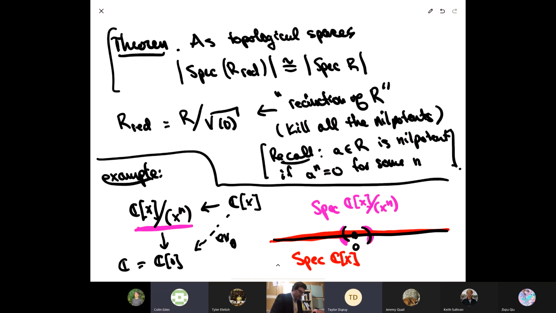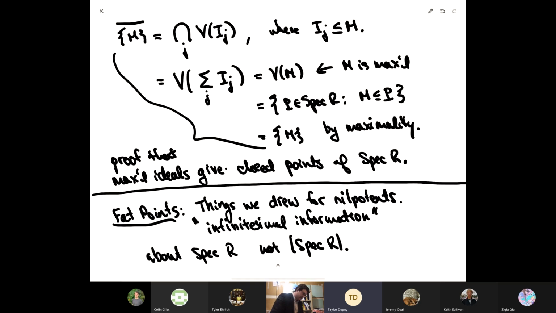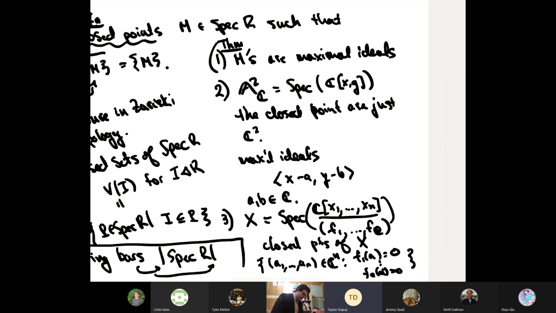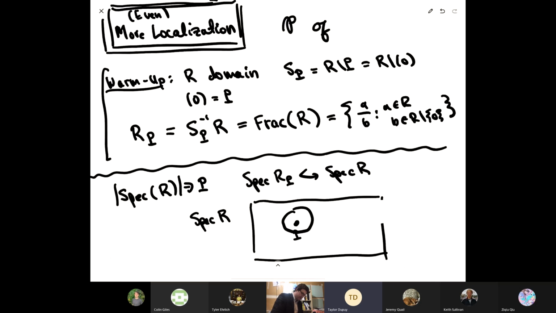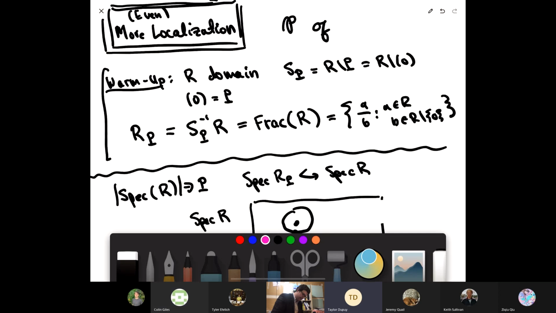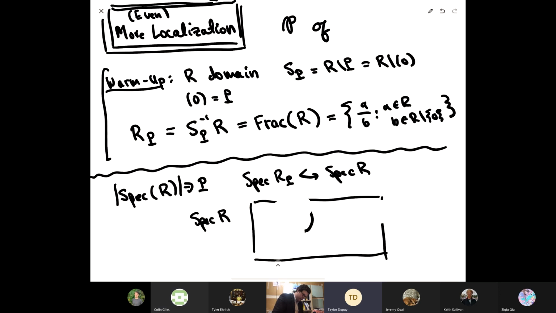So the scheme itself contains information about infinitesimals. But maybe your question is, there are these fat points, and then we have these neighborhoods, right? I drew these neighborhoods here, this thing in purple. Oh, how do I undo?